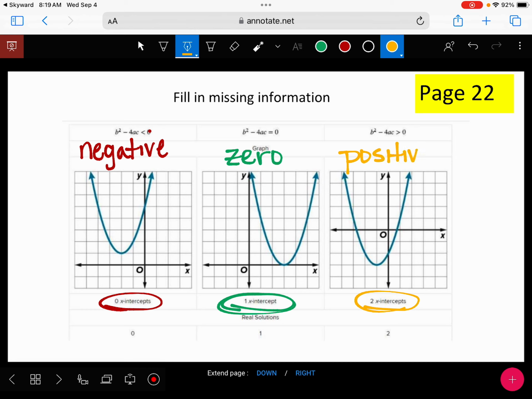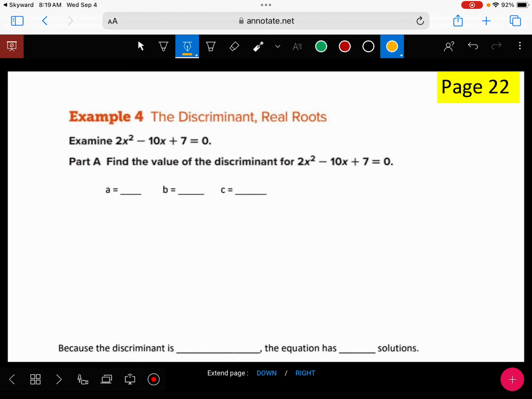So for the rest of the class, we're just going to do b squared minus 4ac. And we're going to do it until we know, until we're good. Hopefully we're good after we do what we're going to finish today. All right, so let's get started. Page 22.